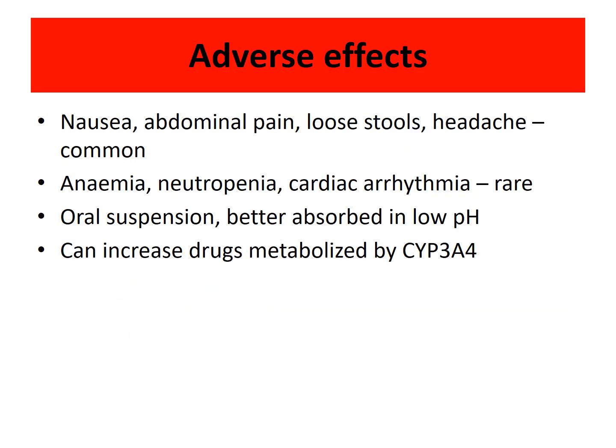The adverse effects of posaconazole include nausea, abdominal pain, loose stools, headache. Others include anemia, neutropenia, cardiac arrhythmia. These are very rare. Now, oral suspensions are better absorbed at a lower pH. These drugs can increase the metabolism of drugs metabolized by cytochrome 3A4.